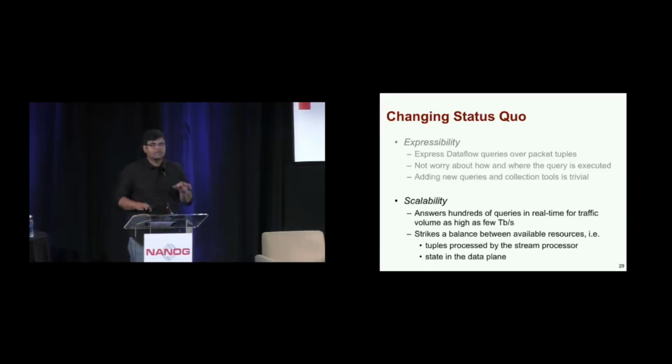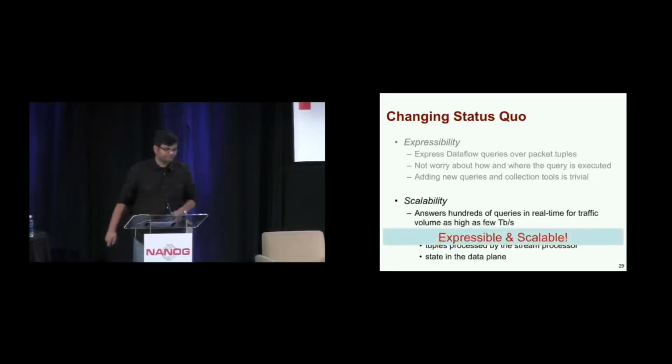And it strikes a balance between the available resources. The two resources that you have are the amount of state you can maintain in the data plane compared to the number of packets you can process at the stream processor. The query planning aspect of Sonata comes up with a plan which strikes the right balance between the two resources. So this solution is now expressible and scalable.